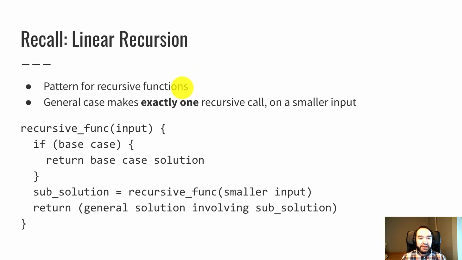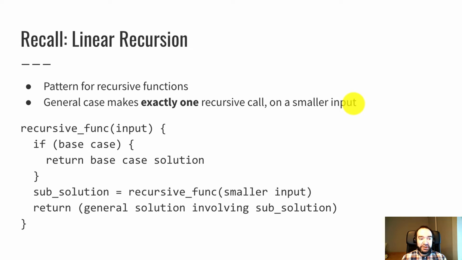The defining structure of a linear recursive function is that in the general case, the function makes exactly one recursive call. So it doesn't call itself 2 times or 3 times. It calls itself just once in the general case, and it calls itself on an input that's smaller by one piece. We saw examples of linear recursive functions that operate on integers like factorial, which is given an int n and calls itself on an int n minus 1, thereby making the input one piece smaller. And then we've seen a lot of examples of linear recursion on singly linked lists.